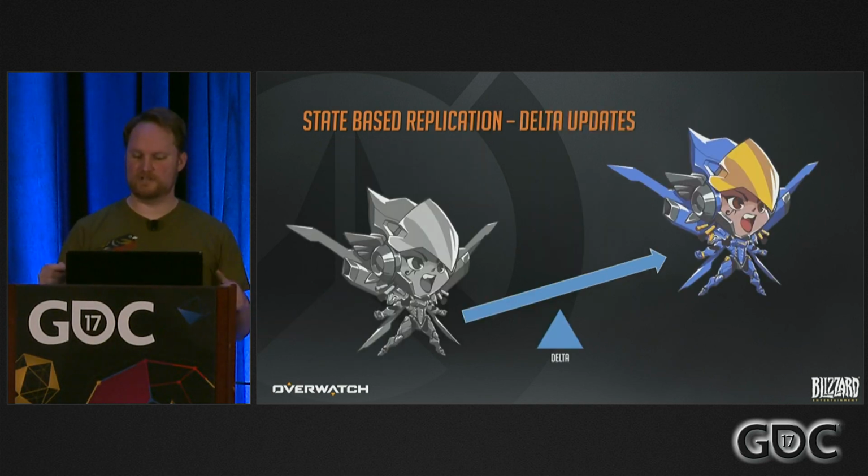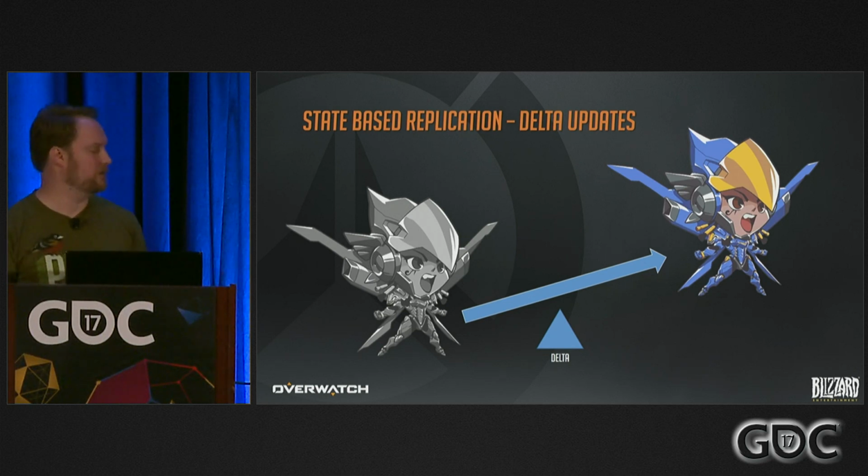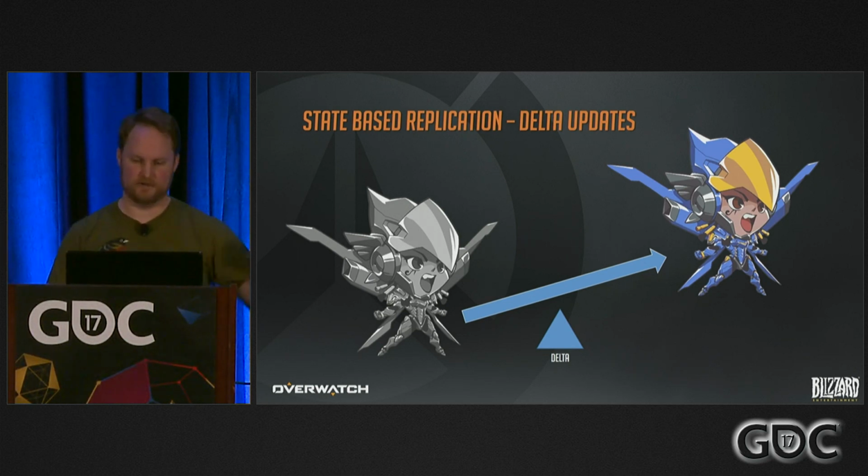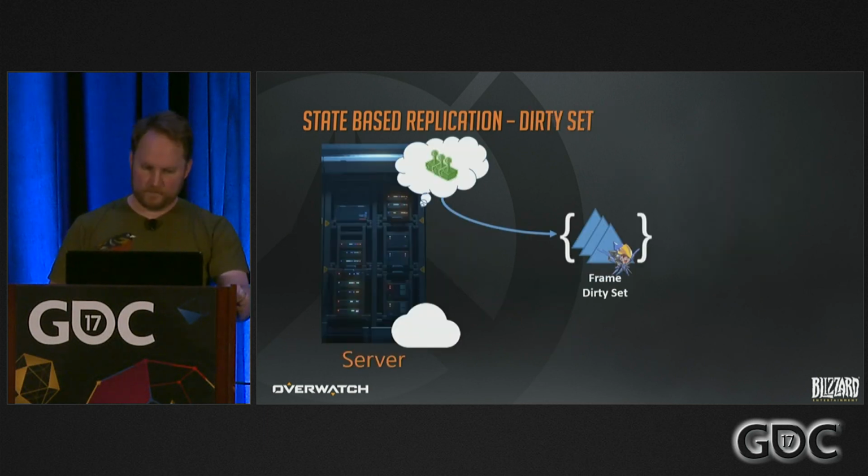Ultimately, each one of these changes and events is what we call a delta. So that change in position is a delta that has occurred on the server. So what we do is we accumulate all of the server-side subject state changes into a temporary per-frame dirty set. So you can imagine this is simply a set, literally a set in the mathematical sense, of the entity IDs of everything that changed on that particular tick.